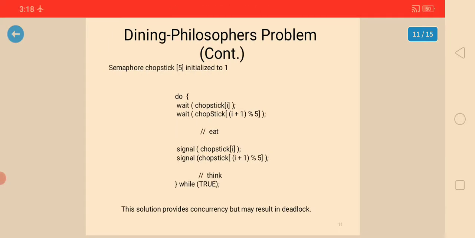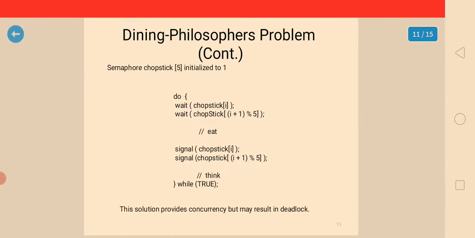So this is the code for the dining philosopher problem. Five chopsticks initialized to 1. Do wait(chopstick[i]), wait(chopstick[(i+1) % 5]), then eat, signal(chopstick[i]), then signal(chopstick[(i+1) % 5]), then think, in a do while true loop. This solution provides concurrency but may result in deadlock.